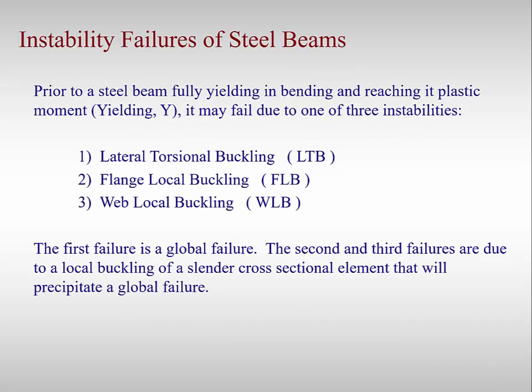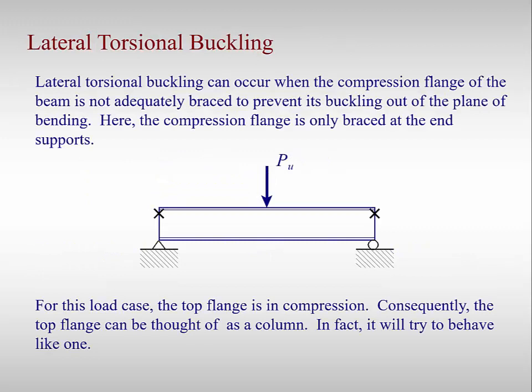Instability or buckling in a beam can take three forms, very similar to a column. There is global buckling and what is called lateral torsional buckling or LTB. There is also local buckling, either flange local buckling or FLB, and web local buckling or WLB. Again, local buckling occurs due to slender elements in the cross section. Lateral torsional buckling occurs due to the instability of the beam's compression flange.